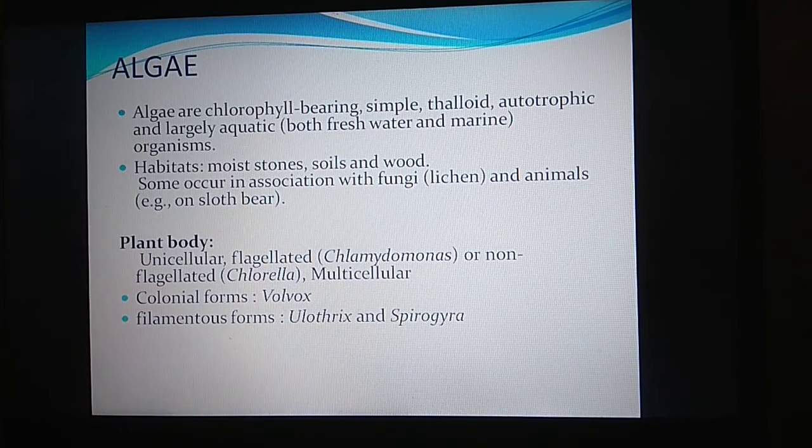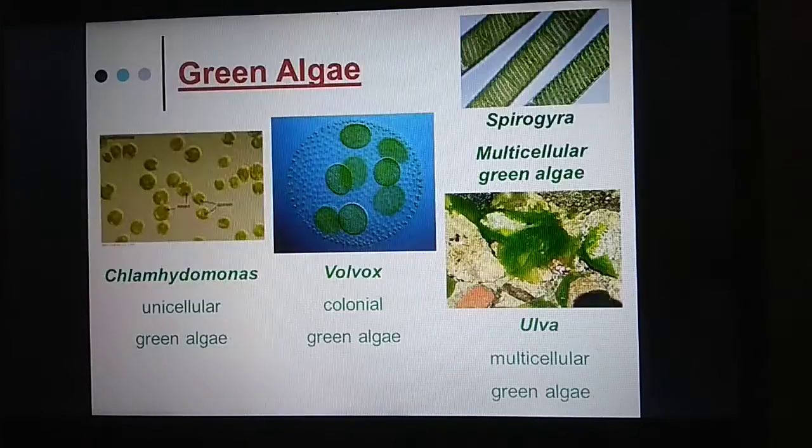Okay, such as for example Chlamydomonas. Some are non-flagellated such as Chlorella. Some are multicellular. Okay, some have colonial forms. They make their own colony, such as in Volvox. Some are filamentous forms such as Ulothrix and Spirogyra.